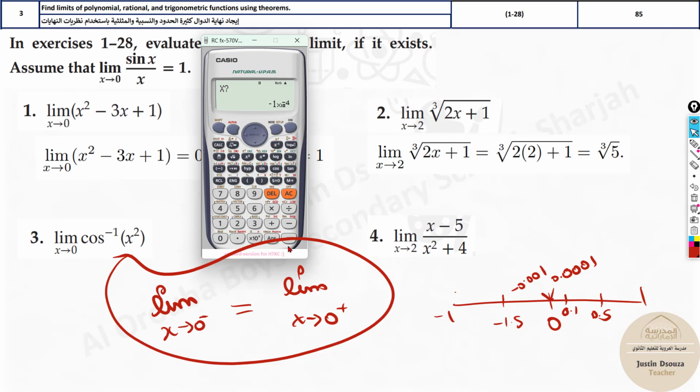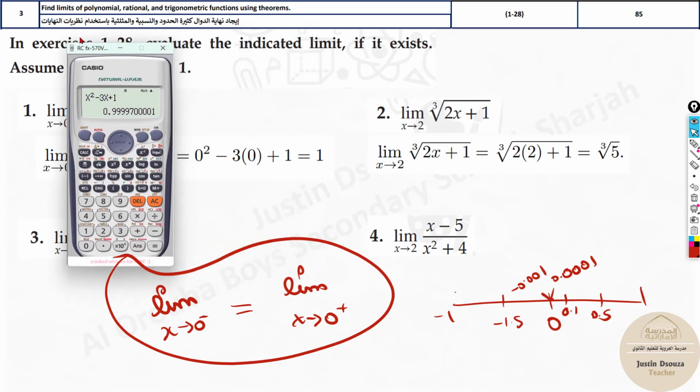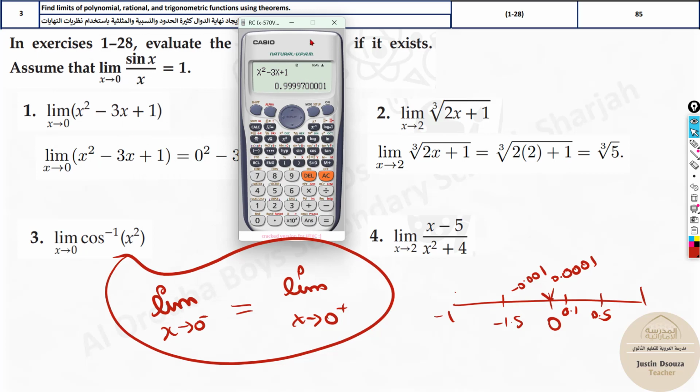Now press calc. Do it from the right side. It's 0.001. And what's the answer? You got 0.999, which almost corresponds to 1. And so you can see the answer is 1. But since it's a polynomial, you can directly substitute and still get the answer. It's fine, but not in other cases. Let's do the same method everywhere now.